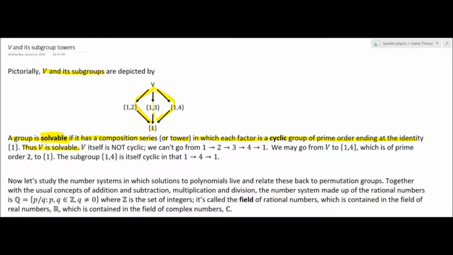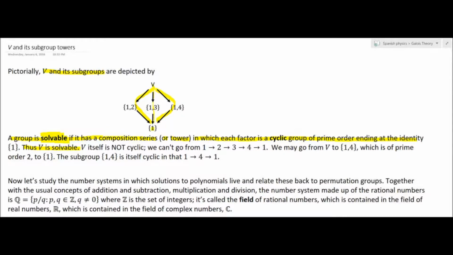The field of rational numbers is a set that is contained in the field of real numbers, and the real numbers contain things like square root of 2 and pi, which cannot be expressed as fractions. And the field of real numbers itself is a field that is contained in the complex numbers.